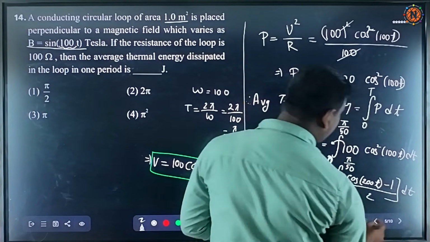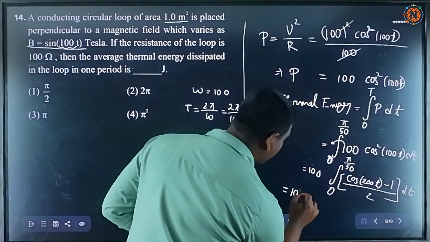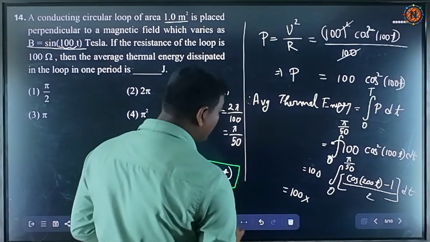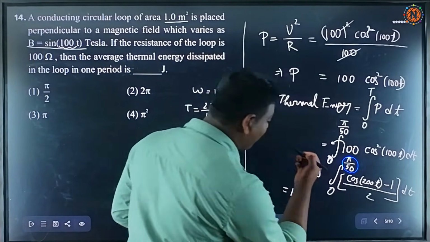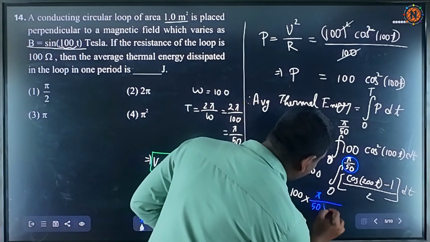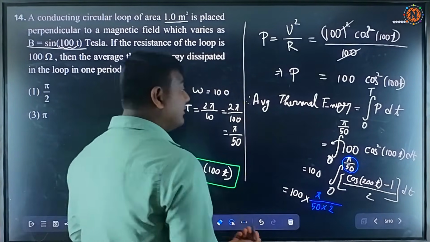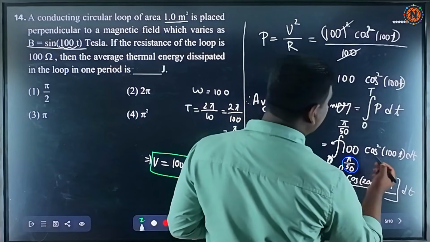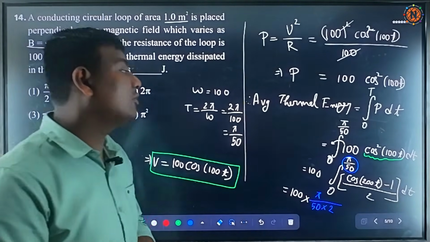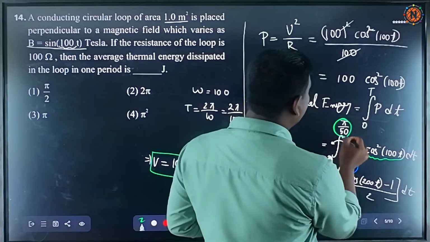Okay, and if you do the integration, 100 will be outside, and whatever the limit, that will be just half. So take pi by 50 and take the half of it. This is the direct shortcut. So what is the shortcut? Whenever we take the integration of cos square omega t or sin square omega t, the answer will be whatever the time period, take the half of it.